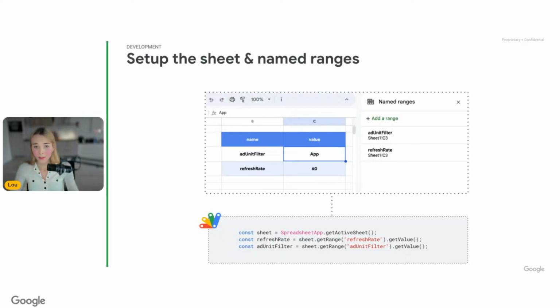If you know a bit about Sheets, I'm not going to cover that now, but there are basically some named ranges that you can set up. Those are basically fixed columns, rows and columns, or just one cell. And then later in Apps Script, as you see at the bottom, you can get that named range and just get the value of it. So in this case, for example, we have the ad unit filter on B, and then on C, there's the actual value. So ad unit filter and refresh rate. Let's keep that in mind for later. So now we've set up the named ranges.